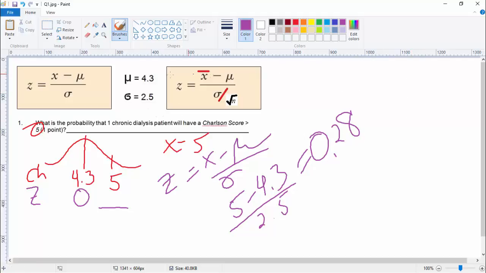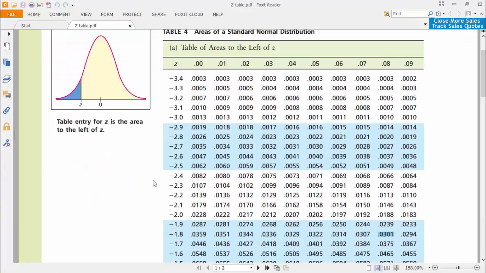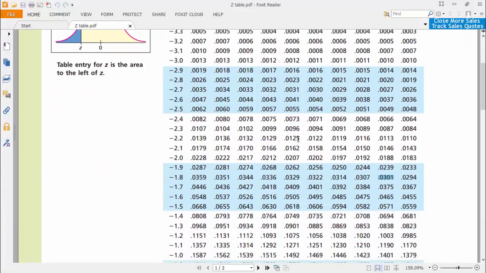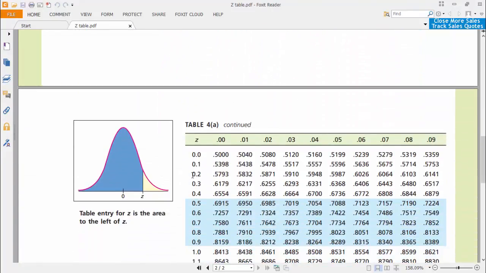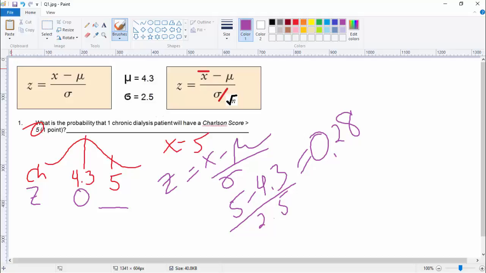So just to go through the exercise again, we're looking for 0.28, and this is the negative side of the z table. 0.2, here's the 0.2, go over to the 8 column, and we get 6103. So don't forget that. We're going to put it here. I'm going to put it in orange. P(Z) equals 0.6103.